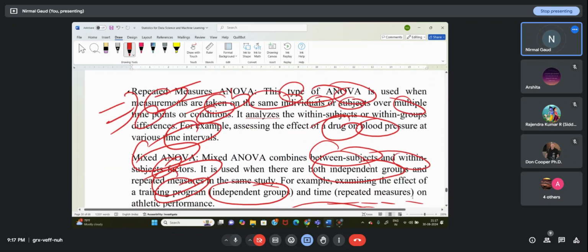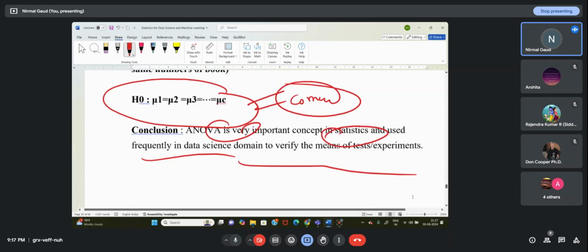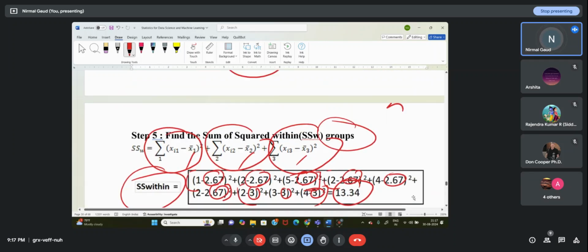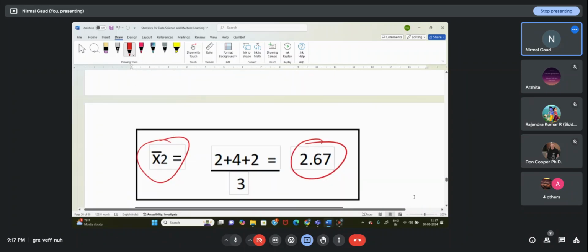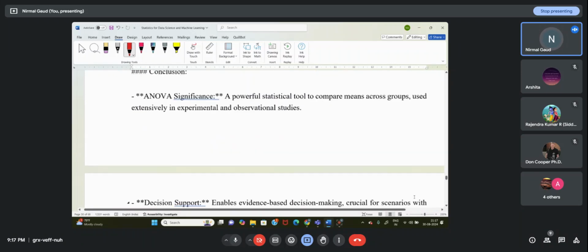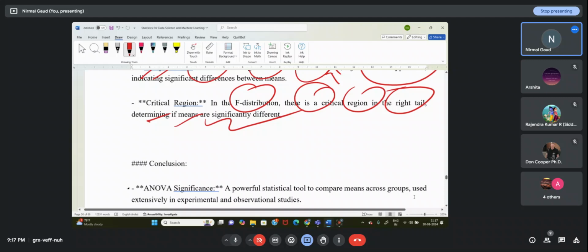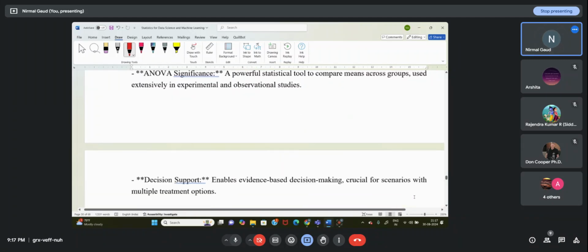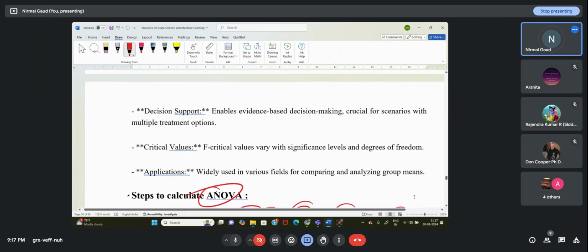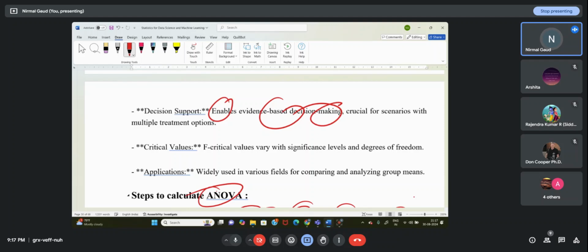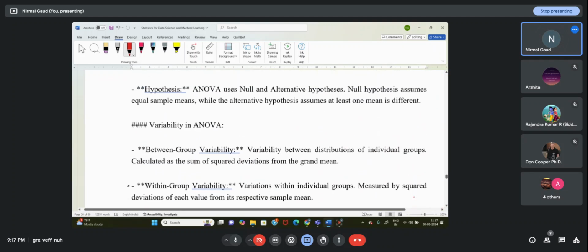Okay. So that's what we have seen in the example, and there is advantage. It's a very simple approach, ANOVA. Okay, and it enables us to have evidence-based decision making, crucial for scenarios with multiple treatment options. It's a good thing. ANOVA.